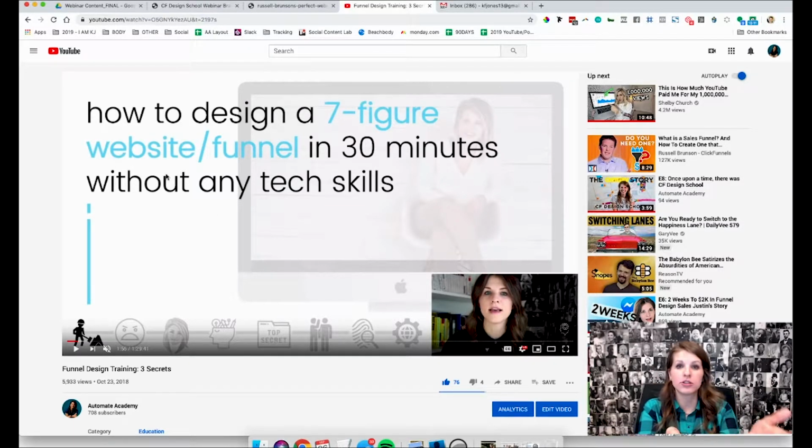So how to do the skill you're trying to teach without a typical thing that people would think they'd need to do that, right? So for me, it's without any tech skills. That's how it works. Another thing that I use very often is how to design aesthetically extraordinary funnels that convert without coding, Photoshop, or graphic design skills. That's another headline I use all the time that converts really, really well.